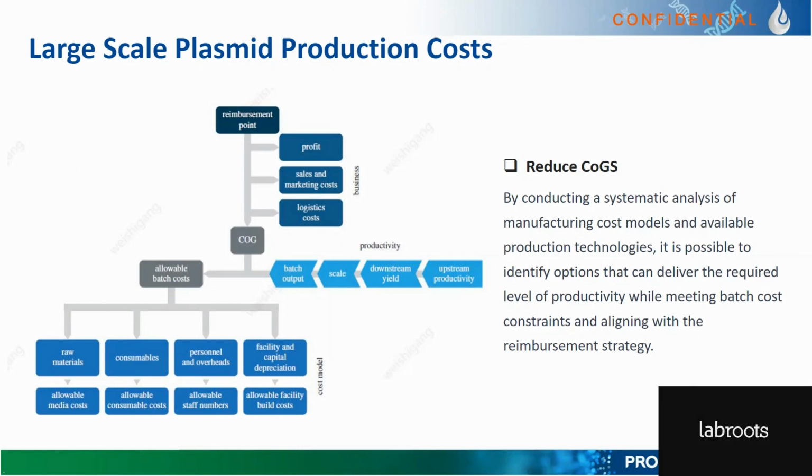So through a systematic analysis of a manufacturing cost model and available production technologies, it is possible for us to identify options that can deliver the required level of productivity for a large-scale plasmid production while still meeting batch cost constraints and aligning with the reimbursement strategy. By doing so, it is possible to reduce the cost of goods sold, which is typically pretty high for a large-scale plasmid production.